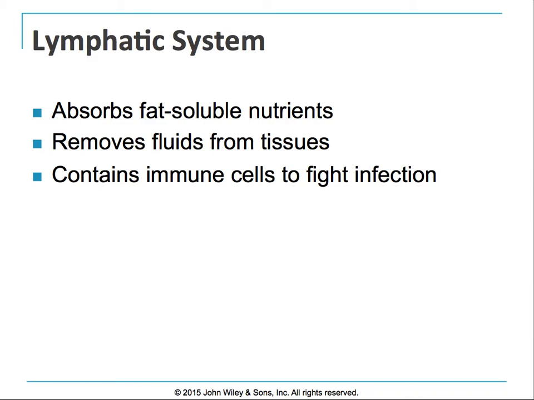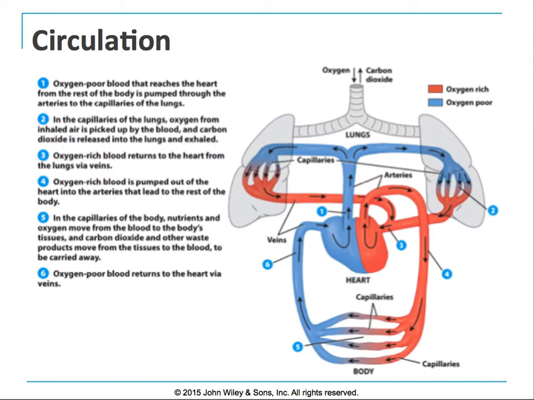The lymphatic system works to absorb fat-soluble nutrients, removes fluids from tissues, and contains immune cells to help fight infection. This diagram is in your text. It shows what we just talked about with the pulmonary and systemic systems of the circulatory system. The text is probably pretty small on your screen. I would encourage you to look over this diagram and make sure that you are familiar with both systems and how nutrients and gases are exchanged throughout the body.